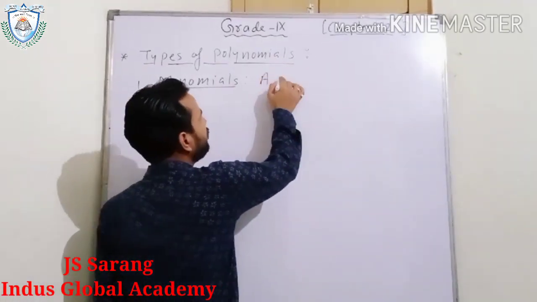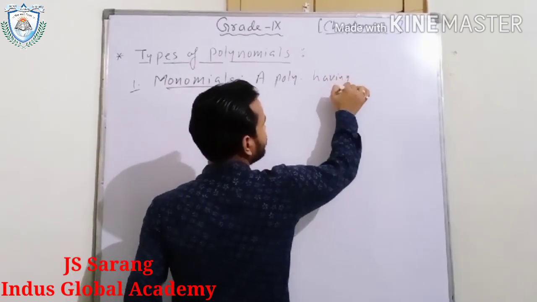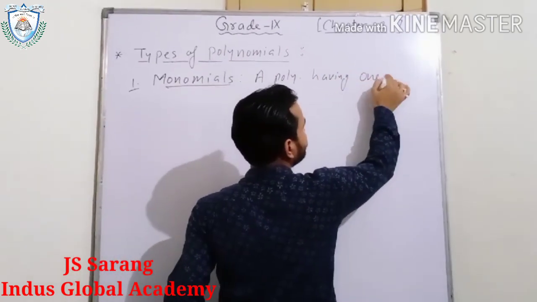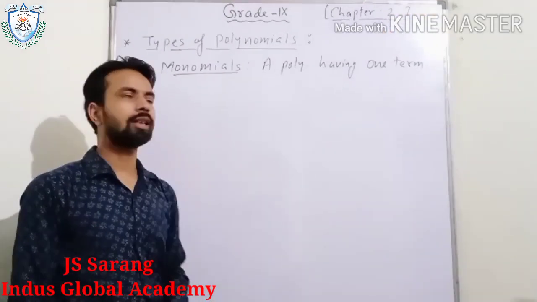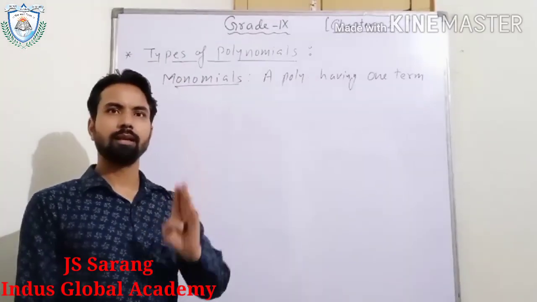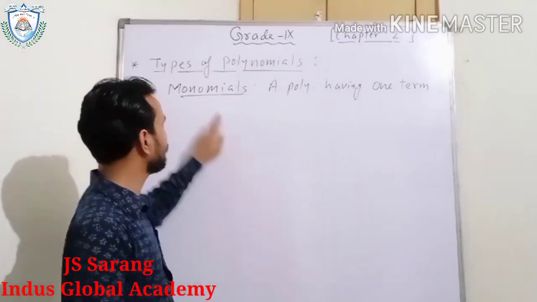A polynomial having one term is known as monomial. Means a polynomial in which only one term is present is known as monomial.